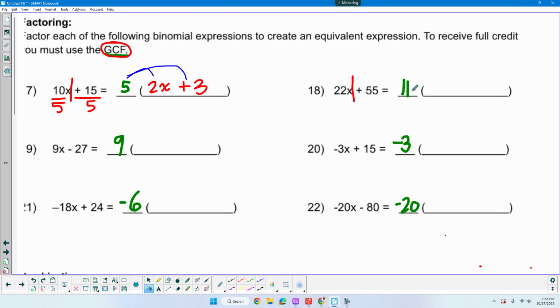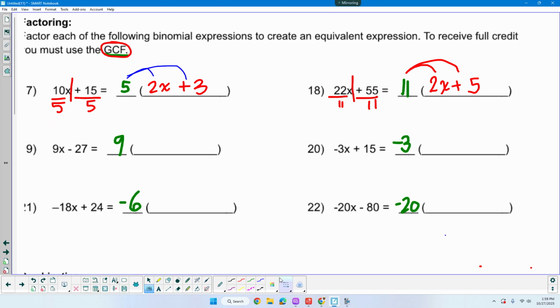So for this one, the GCF was 11. I'll chop it right here, and I'll just think of this as two separate questions. What's 22x divided by 11? And what's 55 divided by 11? Since 55 divided by 11 is positive 5, we just write a plus sign here. And then you can always check by doing the distributive property. Make sure you end up back at the original.